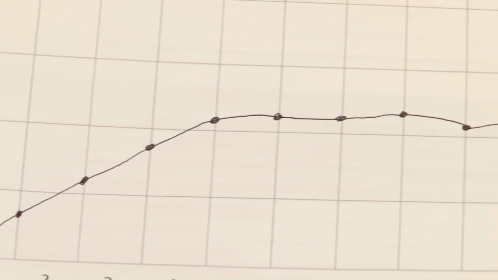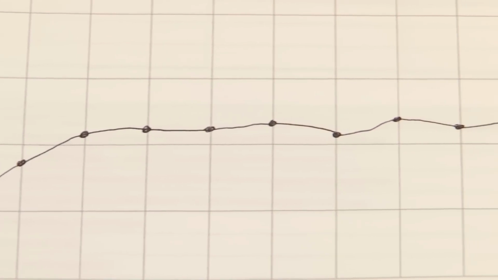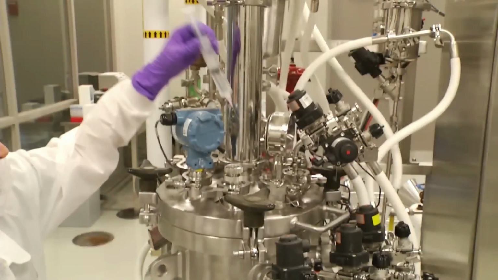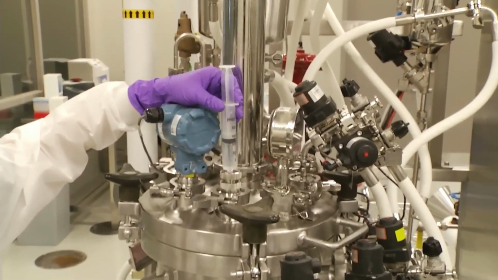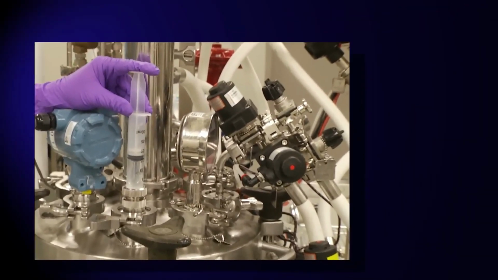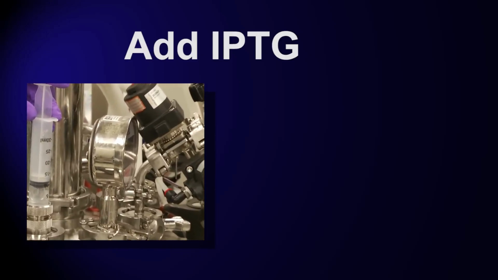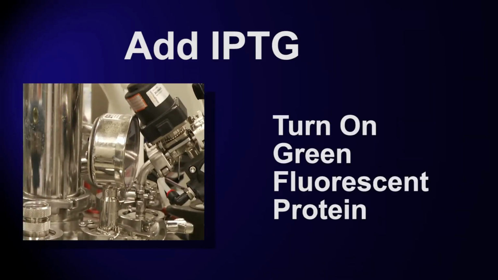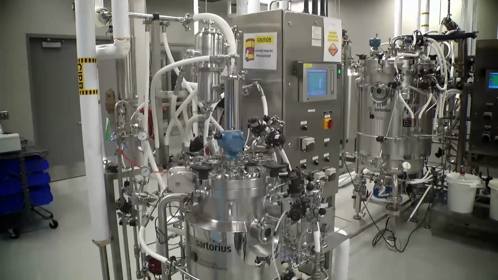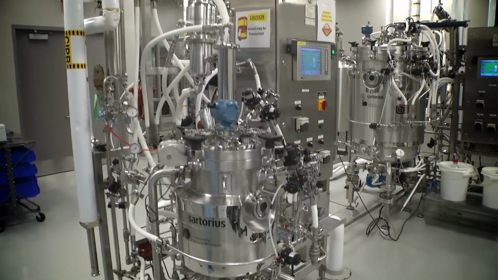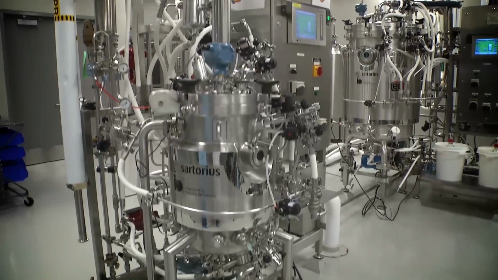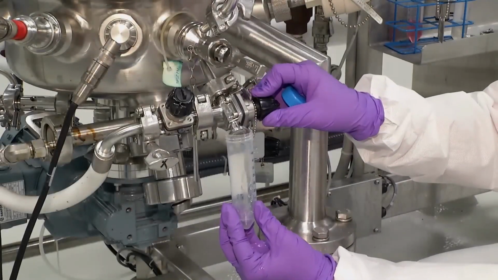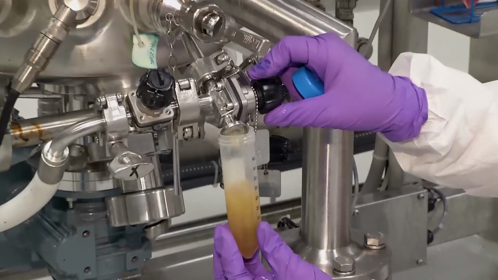Optical densities and glucose concentrations are of particular interest, so they're graphed as well as documented. When the targeted levels of glucose and optical density are achieved, it's time to add IPTG to the vessel to activate or turn on the expression of the green fluorescent protein in the cells. After allowing enough time for the cells to produce green fluorescent protein, usually 5 hours more, final readings are taken, and a sample is drawn to check the percentage of cell solids.